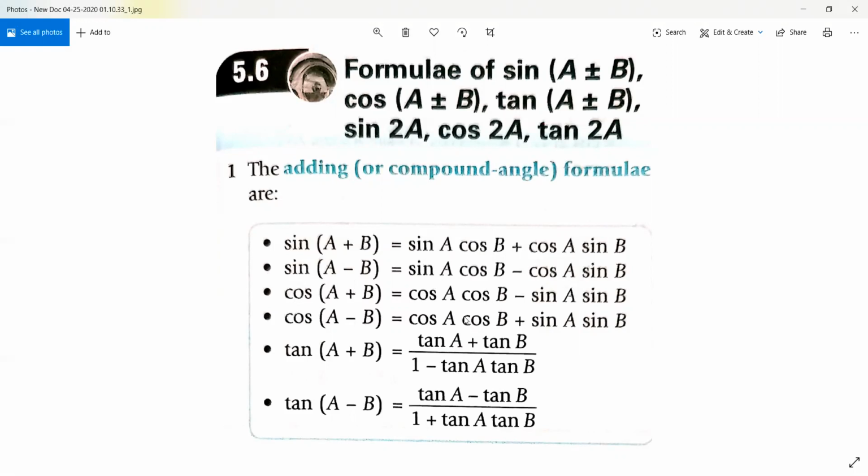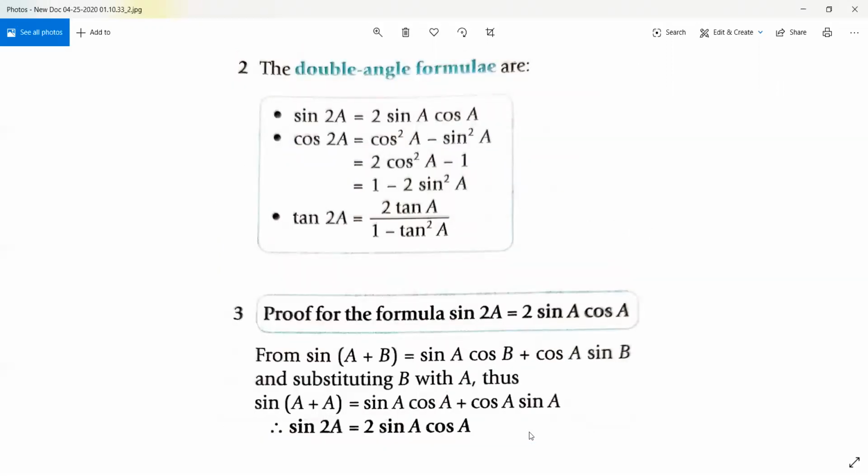Okay, so you see, cosine A plus B is cos A cos B, and if here is plus, then this one is minus, then sine A sine B. Cos A minus B is cos A cos B, this one is minus, become plus, so sine A sine B. Tangent A plus B is tangent A plus tangent B over 1 minus tangent A tangent B. Tangent A minus B is tangent A minus tangent B, and the one here is opposite, 1 plus tangent A tangent B.